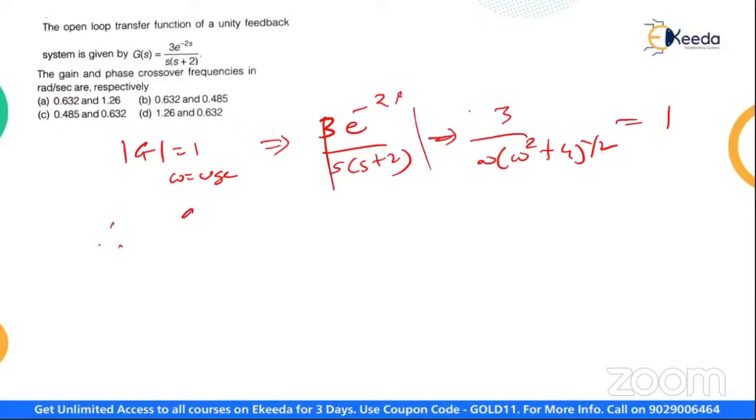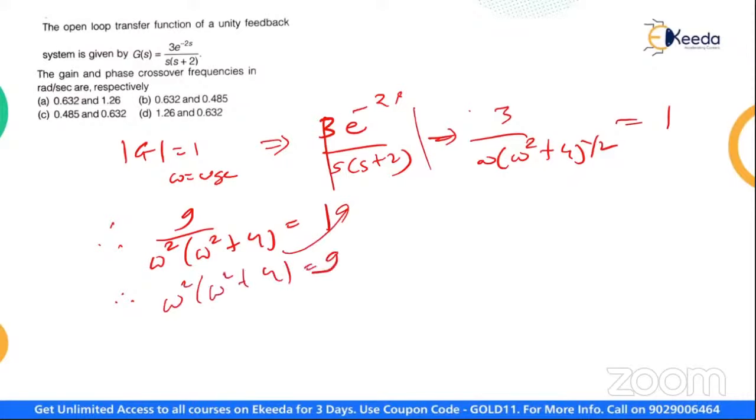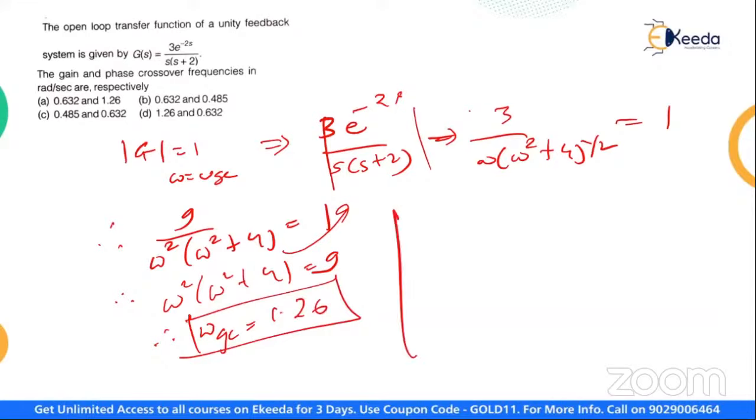Therefore, what do you get? You get 9 upon omega squared into (omega squared plus 4), which is equal to 1, by squaring on both sides. Therefore, take this on that side, you get omega squared into (omega squared plus 4) equal to 9. If you solve this, you get omega gc to be equal to 1.26. So again, gain crossover frequency is nothing but 1.26. Now the next task is to find omega pc. What is omega pc, sir?